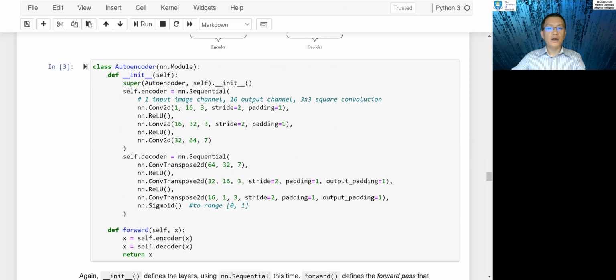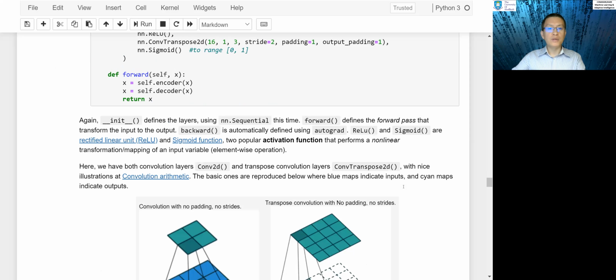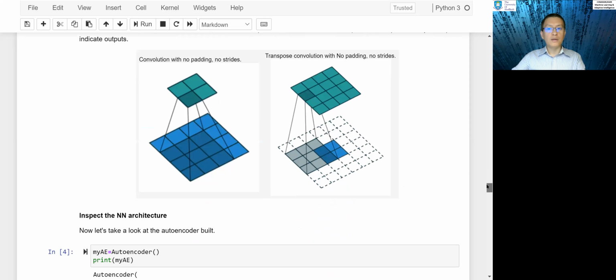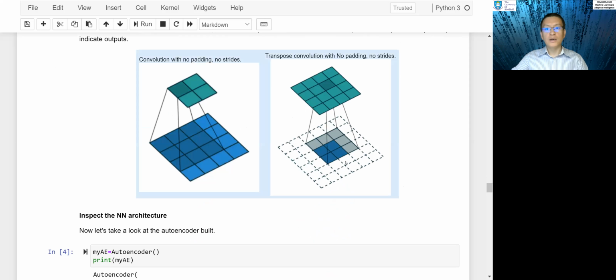And here is the architecture of the autoencoder. That's the convolutional layer plus ReLU and the transposed convolutional layer, similar to what you've seen in the lecture. And this is the convolutional and transposed convolutional layer with no stride.